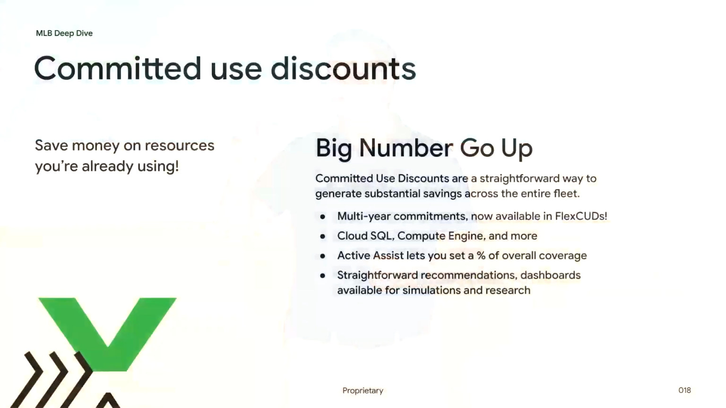And now we have percentage of coverage in Active Assist. Go in, poke the button, adjust it to say 67%, and it's good to go. And you get those positive recommendations out of it every time.